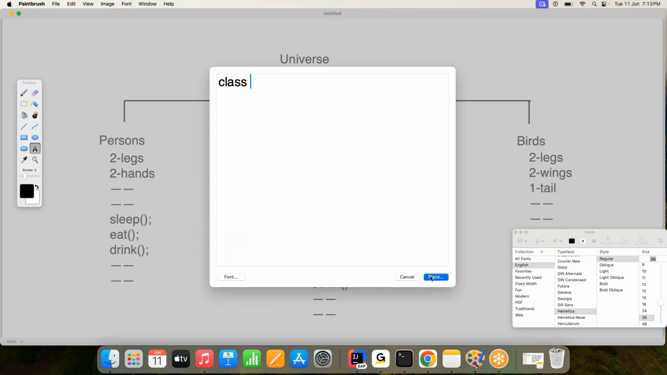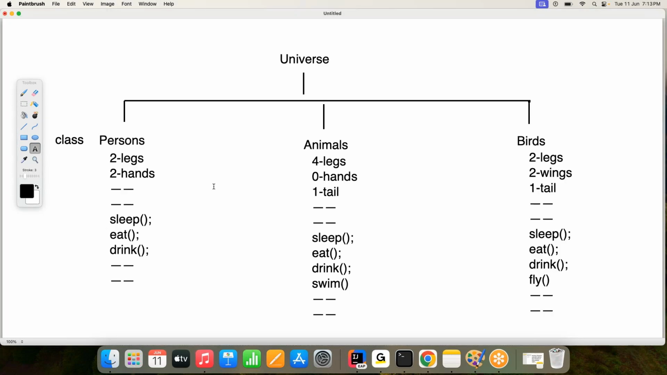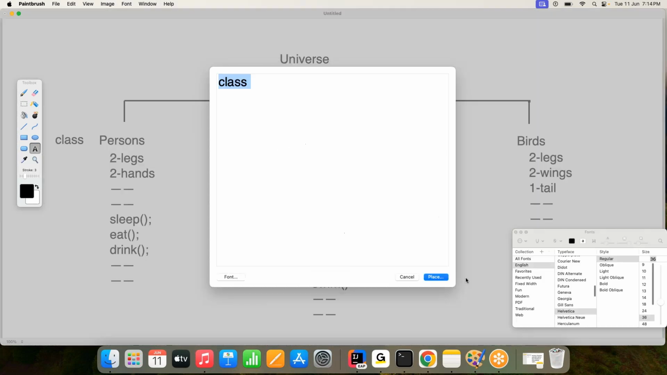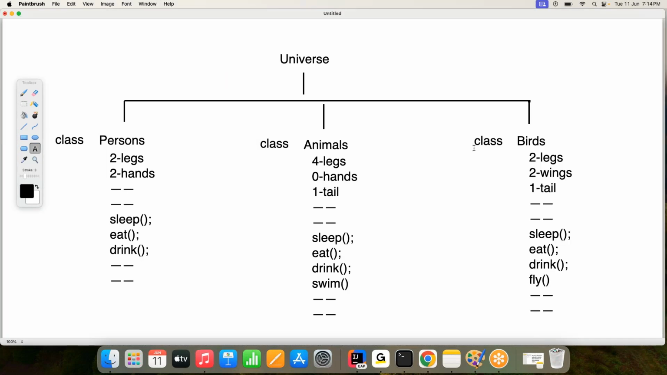Observe carefully. Now persons is a separate classification, meaning that it is a separate class. Animals is a separate classification, so it is a class. Next one, birds is a separate classification, so it is a class. Now we are getting the definition for class. What is class? What exactly is the meaning of class? Observe carefully. Class is a group of elements having common properties and behaviors.